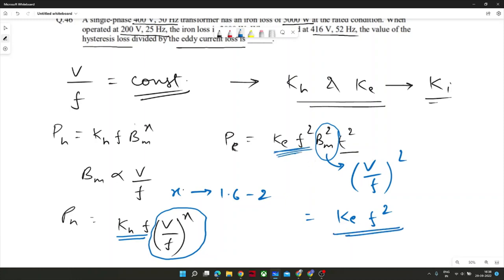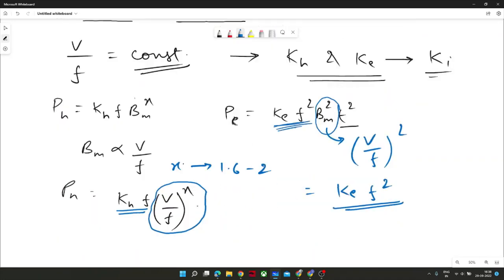Thanks. Actually, it has been quite a long time since I revised it, so that's why you guys also keep revising all the things. But I remember that Ph varies with frequency, Kh times f, and Pe varies with f square, that is Ke f square. So hence, if you go for the high speed or high frequency.